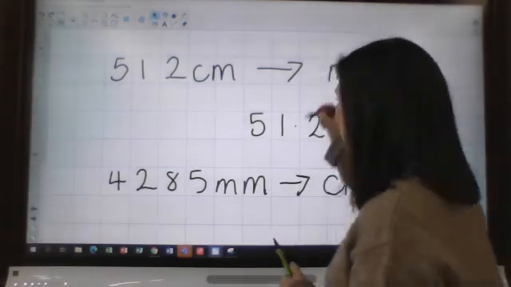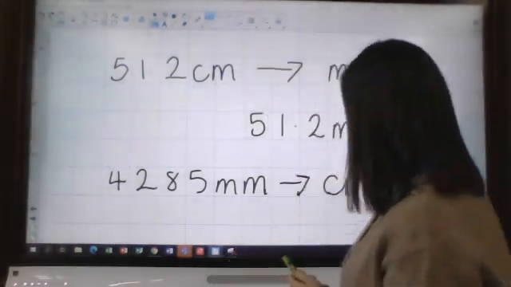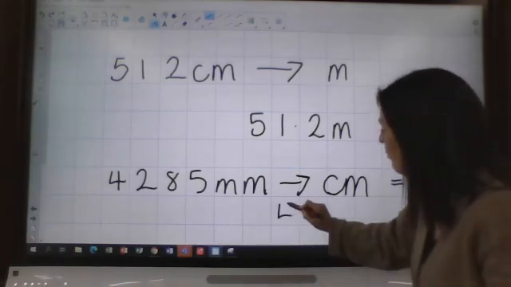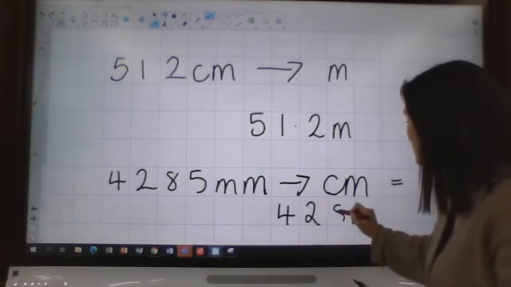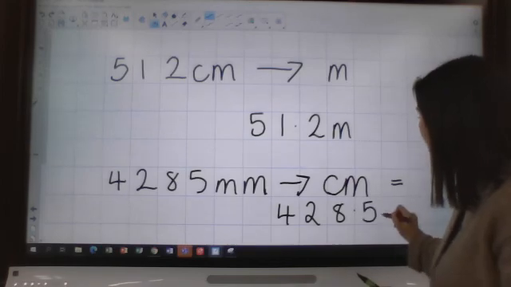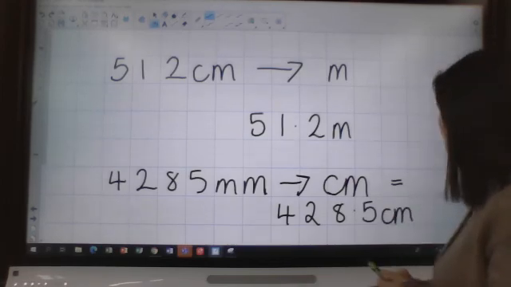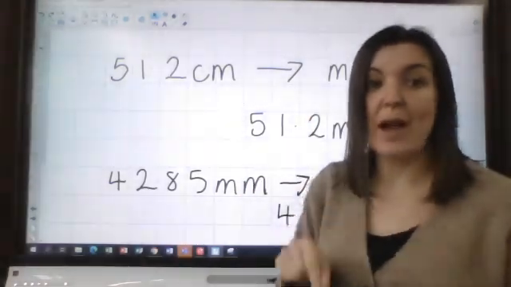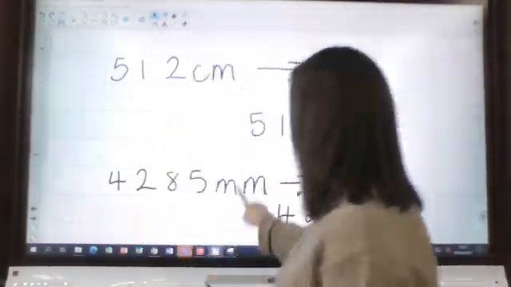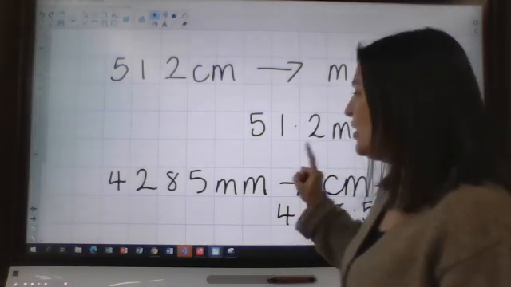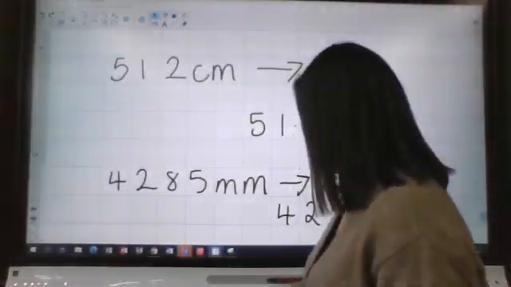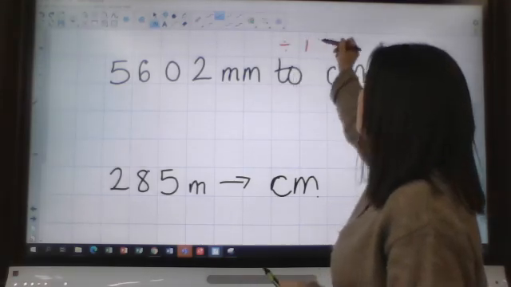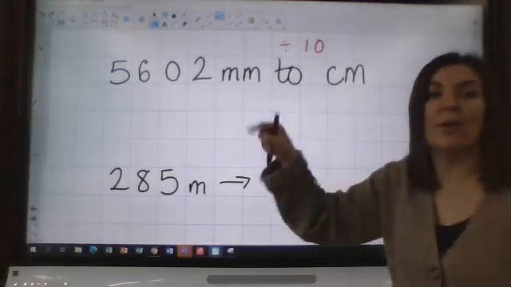So 428.5. So that would be 428.5 centimetres. So I've got another one, again, like that one for you to try in your purple book. So it's going from millimetres to centimetres, so I'm dividing by 10. So divide by 10. So pause the video now and have a little go at this one.